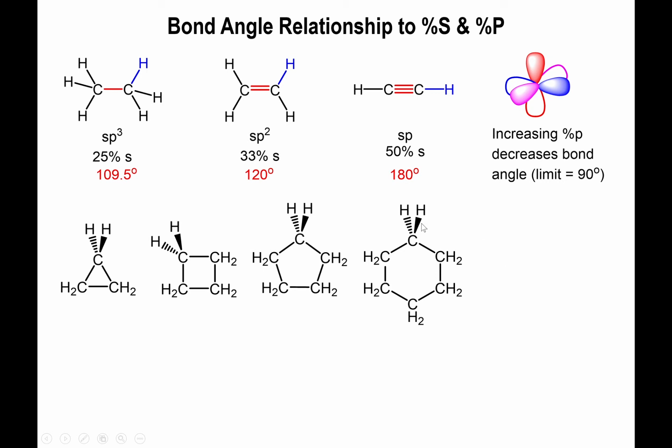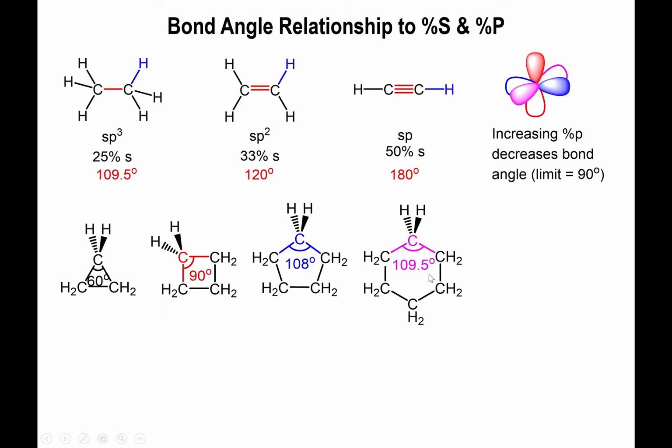So I want to show you an example here with these cycloalkane molecules, the triangular, square, pentagonal, and hexagonal structures. If you look at the bond angles in between those carbon-carbon-carbon bonds, you have 60 degrees for the triangular structure, 90 degrees for the square structure, 108 for the pentagonal, and 109.5 for the hexagonal.